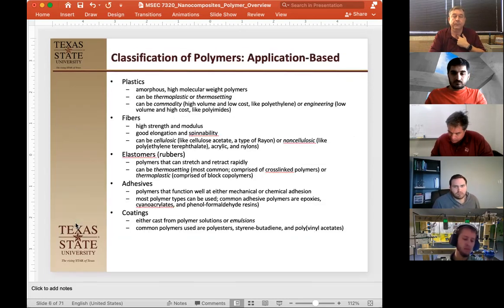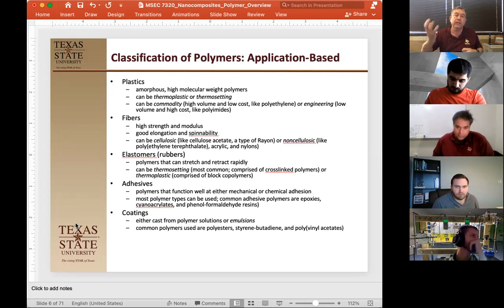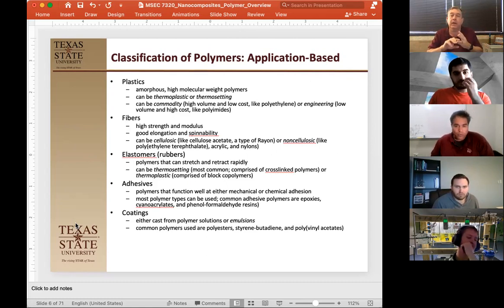Okay, so now let's talk about different ways of classifying polymers by how we're going to use them. The idea here is that if you want to have something that is going to be molded and then remolded and molded, then you want something we call a plastic or a resin, where it typically can be amorphous or have a low level of crystallinity. They tend to be high molecular weight polymers such that they have a certain number of properties. And most often they are considered thermoplastics, but they can be used as thermosets.